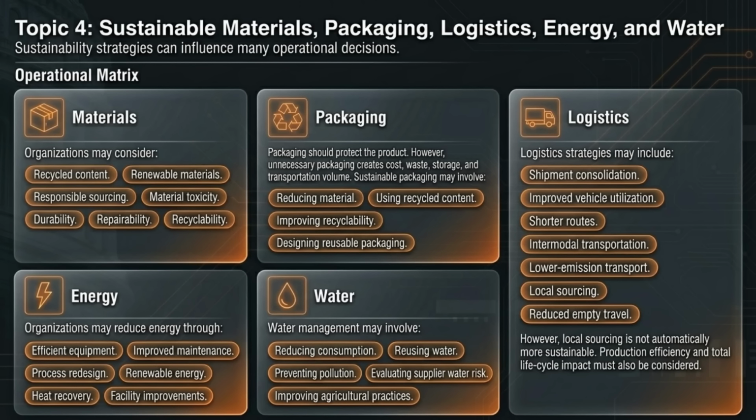Topic 4. Sustainable materials, packaging, logistics, energy, and water. Sustainability strategies can influence many operational decisions. Materials. Organizations may consider recycled content, renewable materials, responsible sourcing, material toxicity, durability, repairability, recyclability.